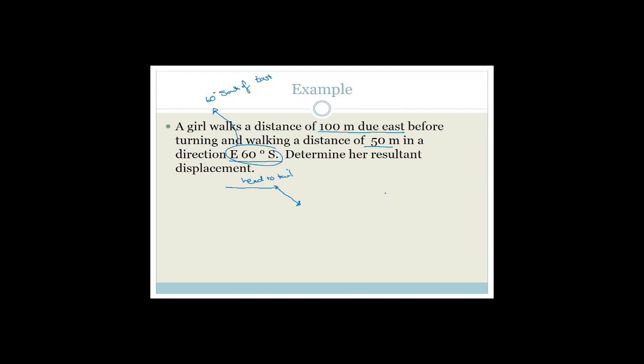So let's draw it over here. We've got the girl walking 100 meters due east. She's walking then 60 degrees south of east for 50 meters. And we want the resultant. So this is how the parallelogram method works. What we are going to do is we're going to complete the parallelogram.